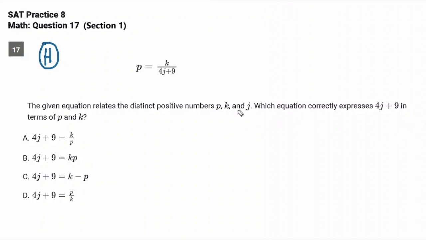In your mind, I want you to cross off in terms of p and k. It's useless information. You're looking for 4j plus 9. So write it down and circle it. Go up here and make up numbers for letters. You should start plugging in where there's math happening. Is there more math happening at P, K, or J? It's obviously J.